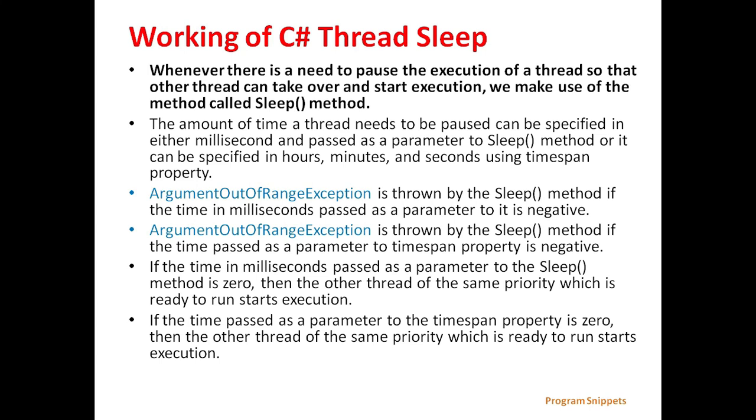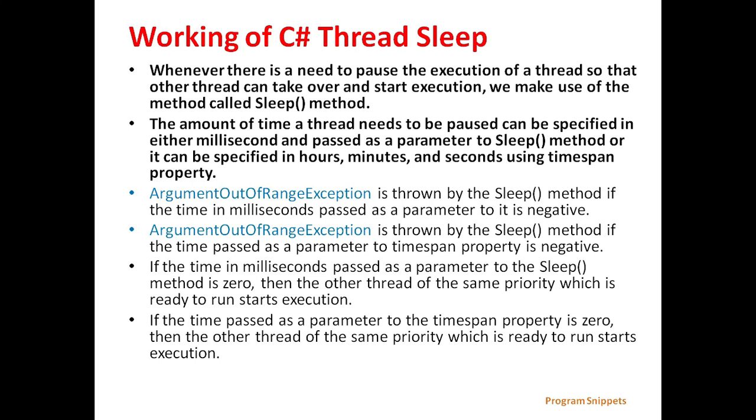Whenever there is a need to pause the execution of a thread so that another thread can take over and start execution, we make use of the method called sleep. The amount of time a thread needs to be paused can be specified in milliseconds and passed as a parameter to the sleep method, or it can be specified in hours, minutes, seconds using the TimeSpan property.